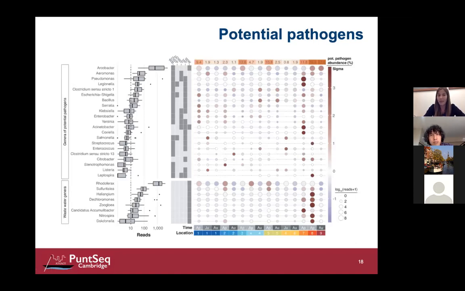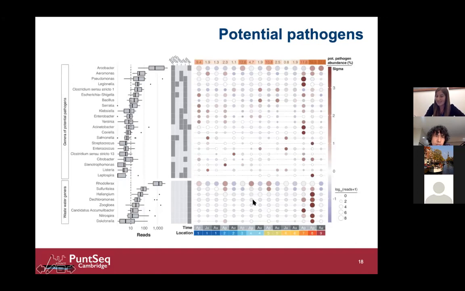associated bacteria, because what I didn't tell you beforehand is that at one location at the river Cam, we have a wastewater outflow coming into the river, and we were interested if we would see any sort of signal from that. So you see all the wastewater associated bacterial genera down here. Now we again have the different locations and the different time points across our river.